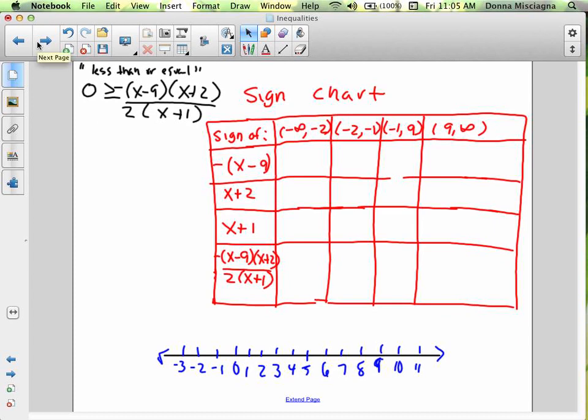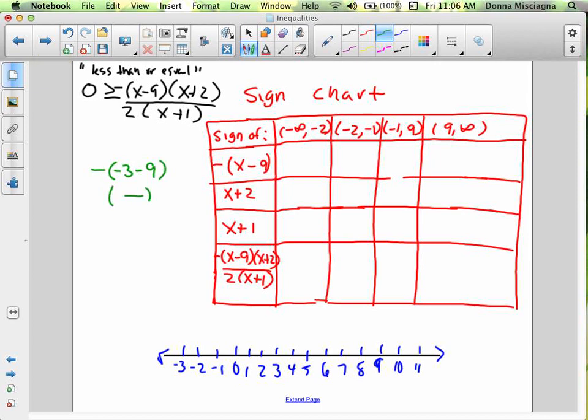And that negative has to go with one of these factors. So let's put the negative with the x minus 9. All right, so now let's evaluate. If I plug in something negative, say -3, something between -infinity and -2, I would get -3 minus 9. You get something negative in here, right? This is going to be a negative expression. If I multiply a negative times a negative, that is positive.